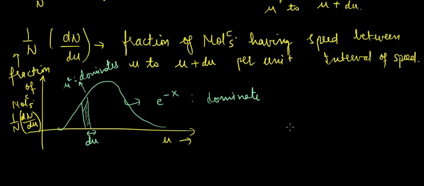Okay, so molecules having very low and very high speed are actually very few, you can see from the graph. So this goes on with something like this. So the molecules having very high speed are very few, and molecules having very low speed are also very few.